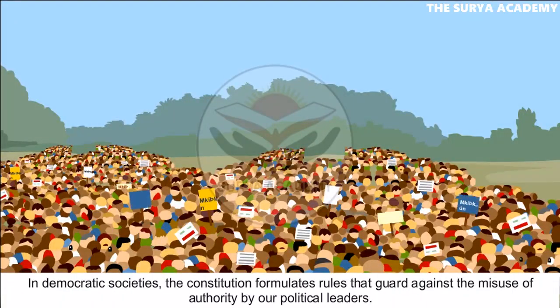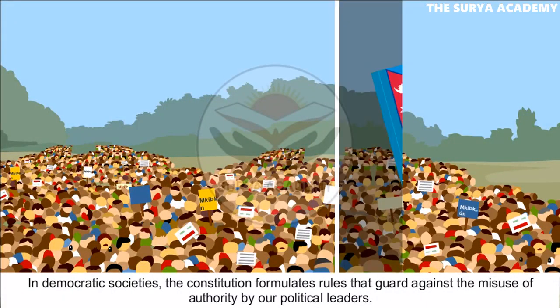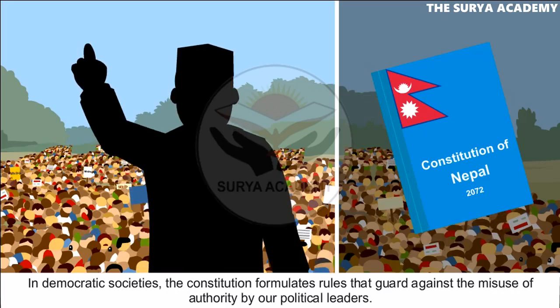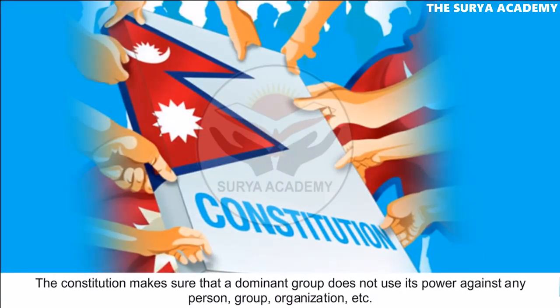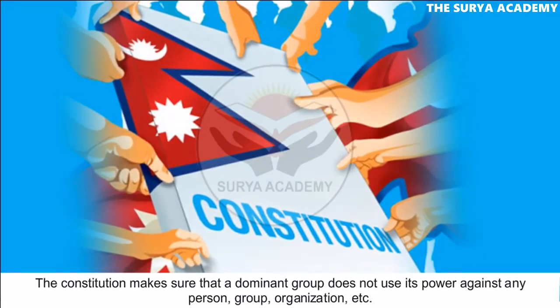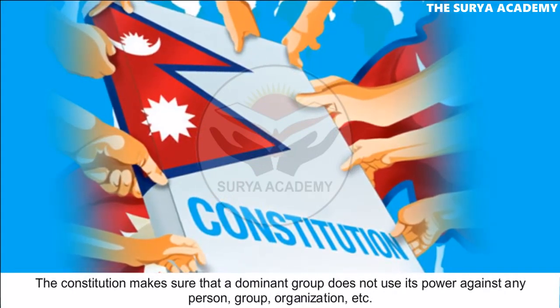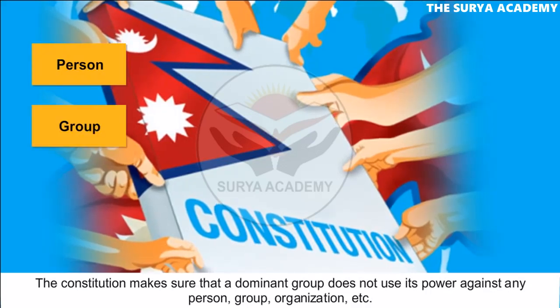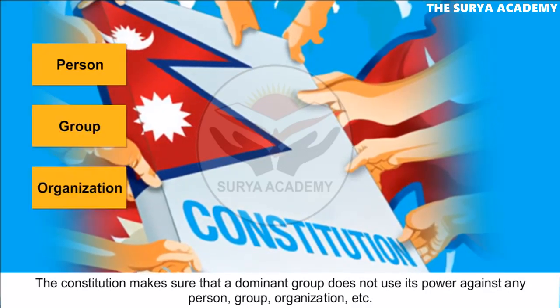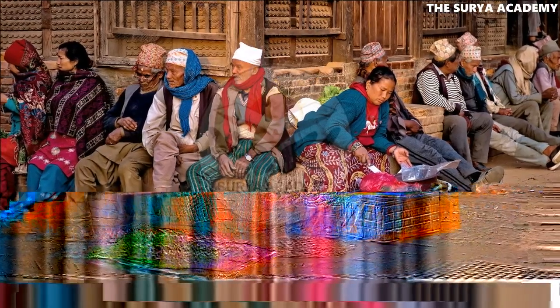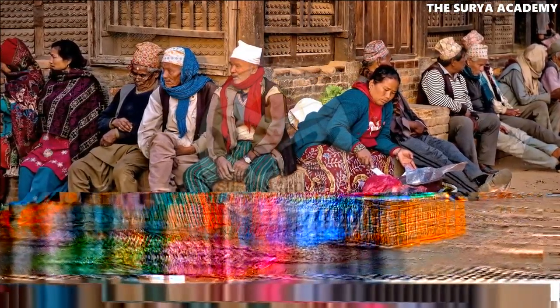In democratic societies, the Constitution formulates rules that guard against the misuse of authority by our political leaders. The Constitution makes sure that a dominant group does not use its power against any person, group, organization, etc. It prevents tyranny or domination by the majority on a minority.